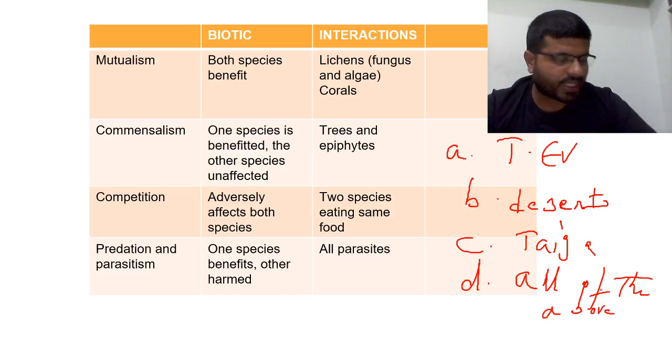Once again, half a minute. Please answer. Where do you find epiphytes? A. Tropical evergreen. B. Deserts. C. Taiga. D. All of the above. Please answer in the chat section very quickly.